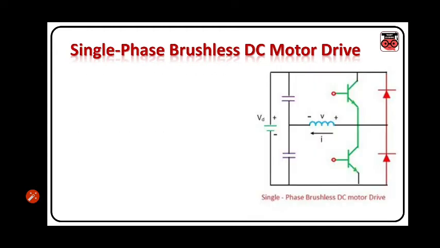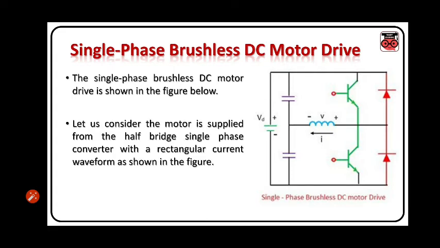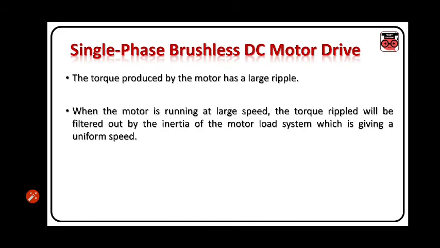Now, single-phase brushless DC motor drive. In the diagram, you can see this drive. Let us consider the motor is supplied from the half-bridge single-phase converter with a rectangular current waveform as shown in figure. The torque produced by the motor has large ripple. When the motor is running at large speed, the torque ripple will be filtered out by the inertia of the motor load system, which is giving a uniform speed.